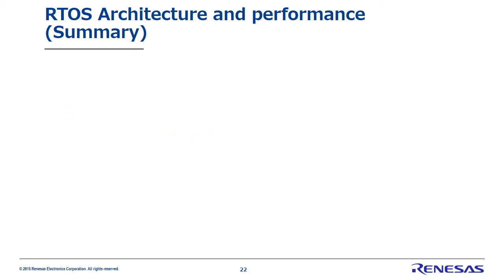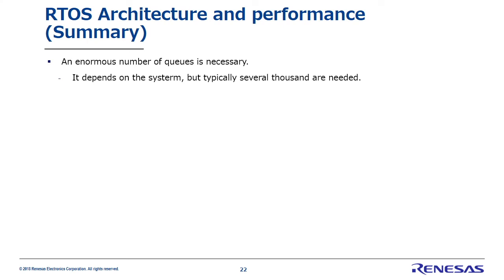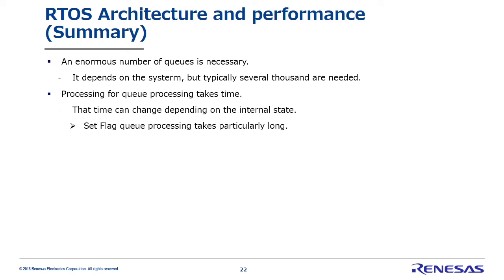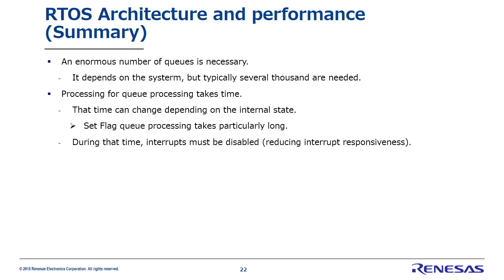Let me sum up the structure and performance of RTOS. First of all, queues, particularly the wait queue, are needed in huge numbers. Typically, there are several thousand. Queue processing also takes a huge amount of time, and depending on the number of tasks in the queue, that processing time can fluctuate enormously. What's more, that process is done in an interrupt-disabled condition, and so there will be massive latency for any interrupts occurring during that period.